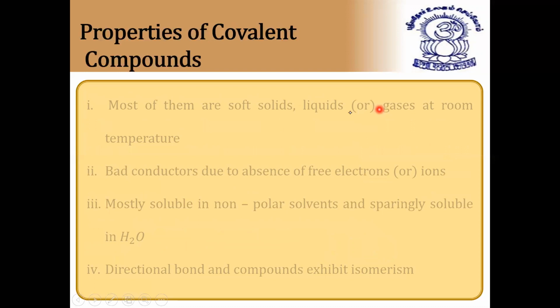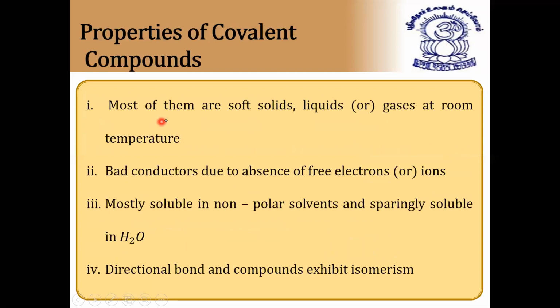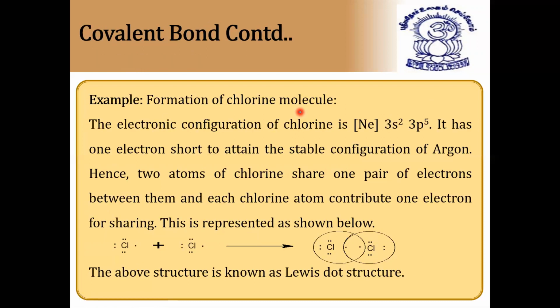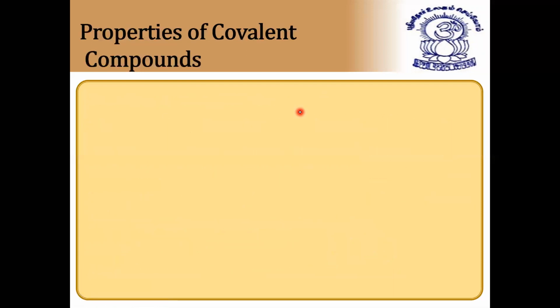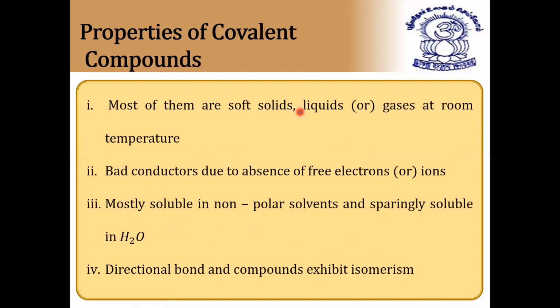Next, we are going to discuss the properties of covalent compounds. Before this, let us see what has been given. There is not much explanation required in covalent compounds, because it is nothing but sharing of electrons. If they share one electron, they form a single covalent bond. If they share two electrons, they form a double covalent bond.